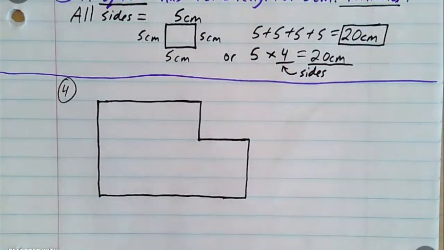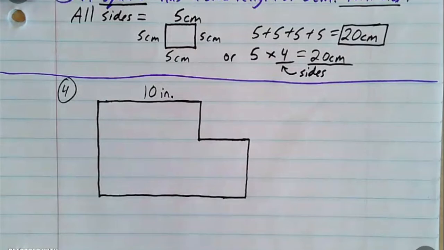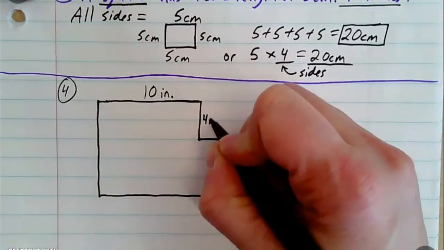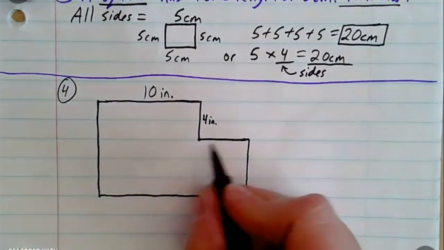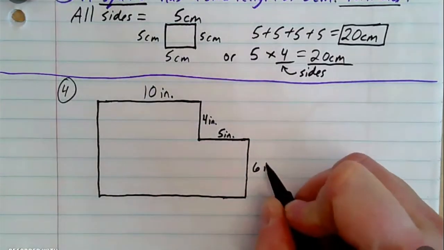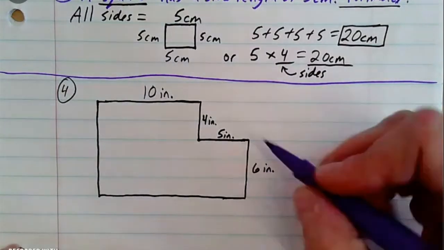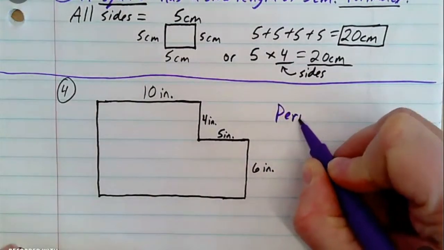So there's a few things I'm going to give you on this particular example, and then there's a few you're going to be able to figure out. I'm going to give you the top and say that is 10 inches. This right here going down is 4 inches. Going over here is 5 inches. And going down this is 6 inches. And that is all I'm going to give you. I drew the example in black and I've given you the numbers in black. In other words, I'm asking, what is the perimeter? I want to know what is the perimeter.